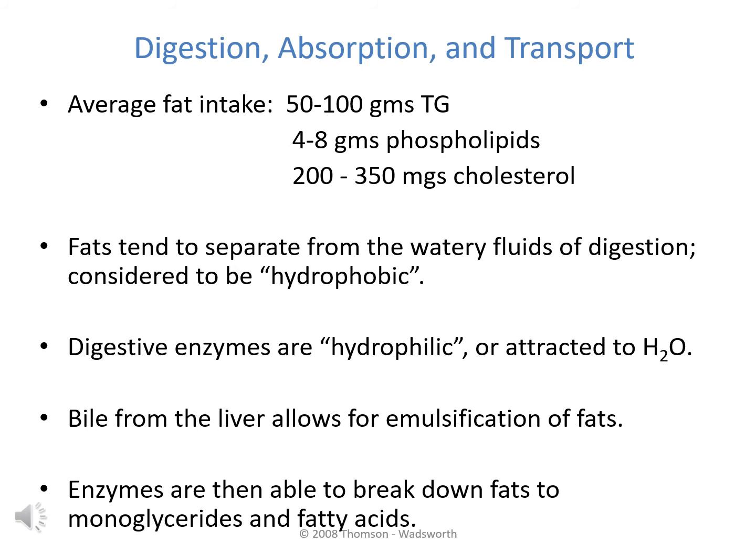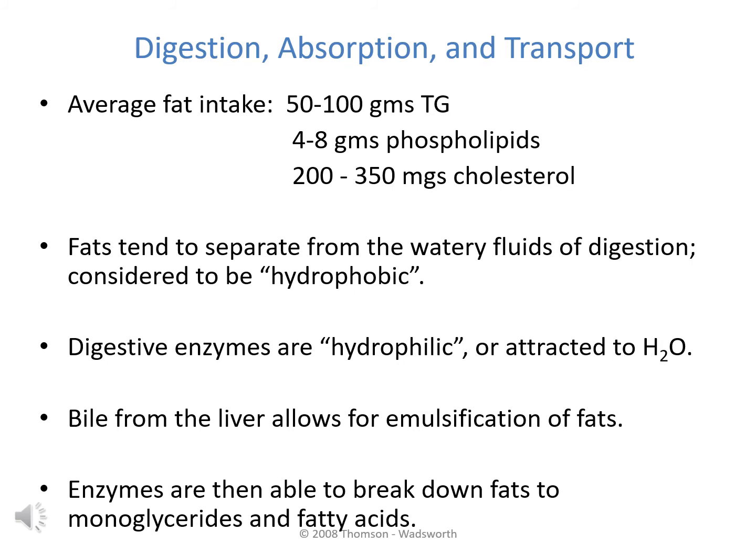Now that we've looked at the three categories of fat, triglyceride, phospholipids, and sterols, let's follow them now as they go through our GI tract. On any given day, the average fat intake is estimated to be about 50 to 100 grams of triglycerides consumed, about 4 to 8 grams of phospholipids, as well as 200 to 350 milligrams of cholesterol.